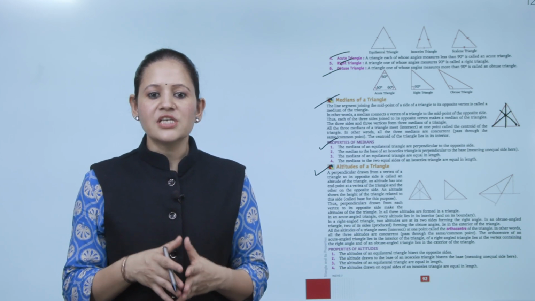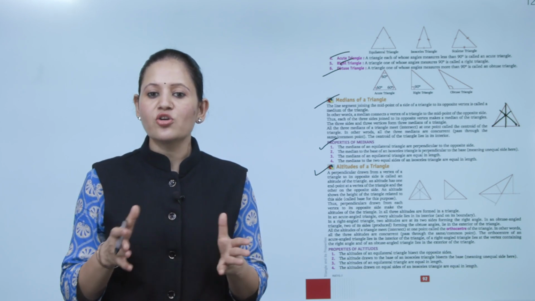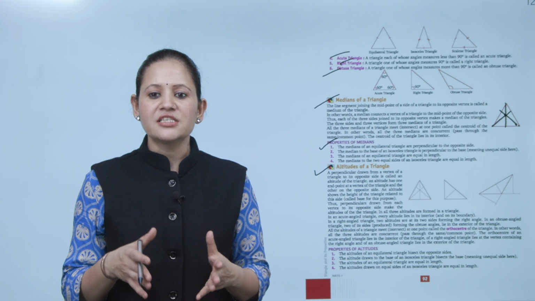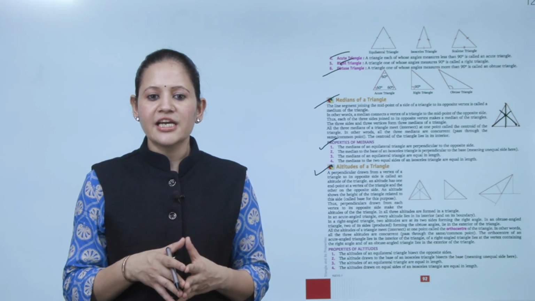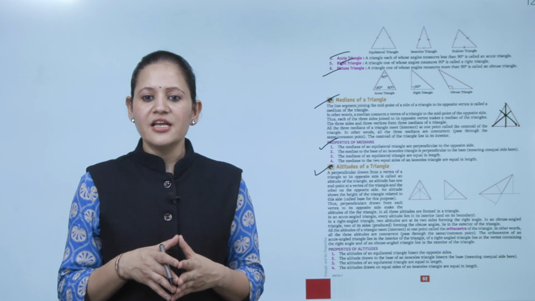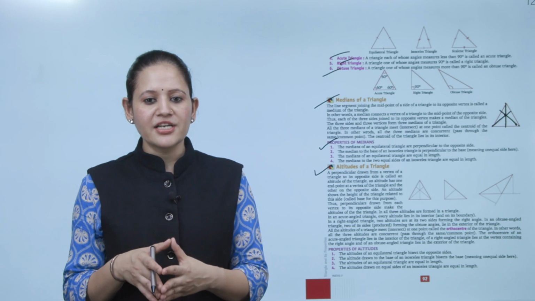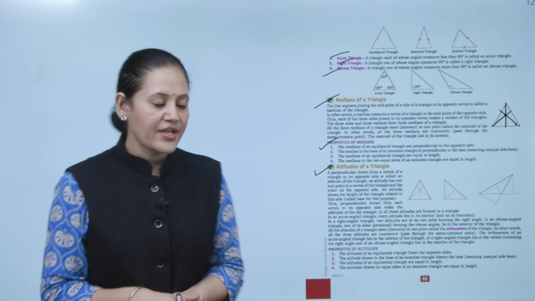The three altitudes are concurrent, means they will pass through the same or common point. The orthocenter of an acute angle triangle lies in the interior of the triangle. Of the right angle triangle, it lies at the vertex containing the right angle, and in an obtuse angle triangle, it lies in the exterior of the triangle.